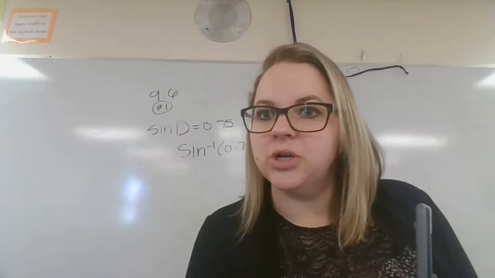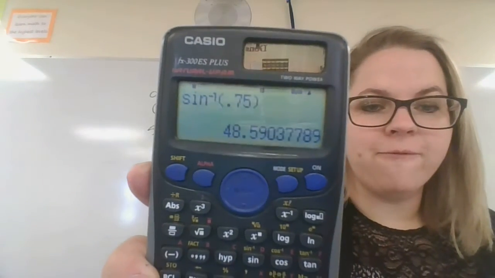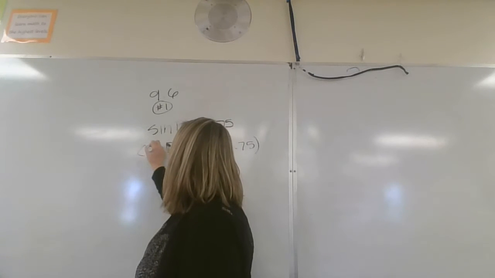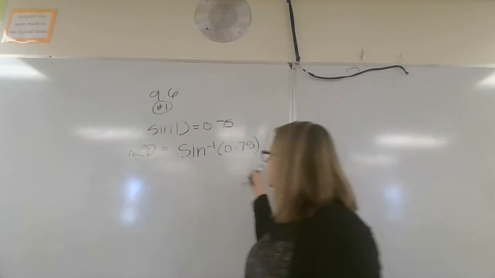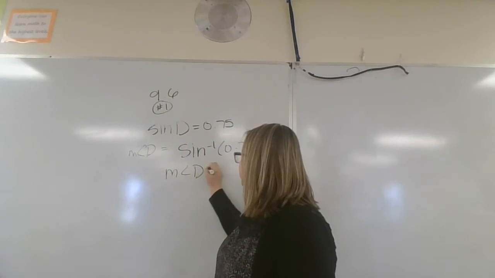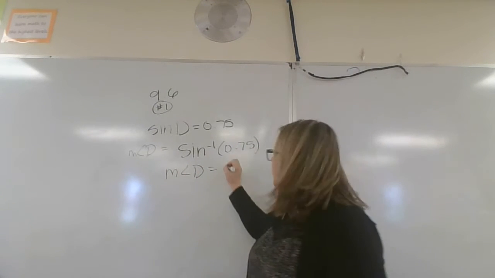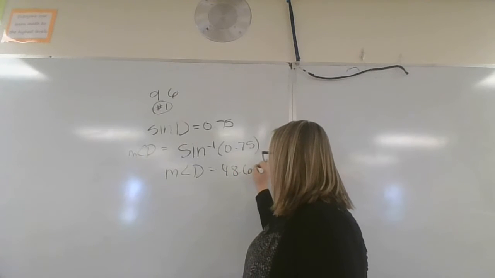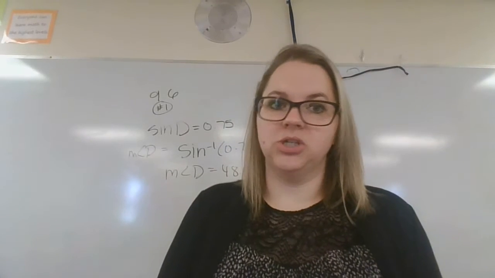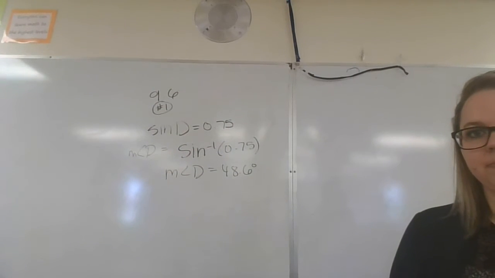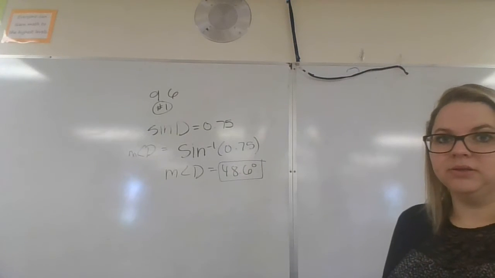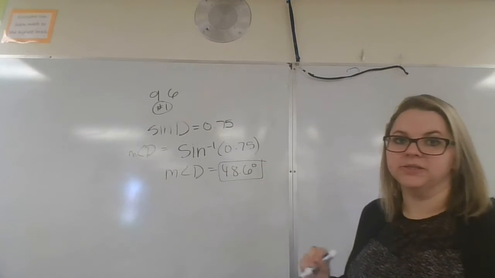And it says round to the nearest 10th of a degree. So we got 48.6. So this means the measure of angle D equals 48.6 degrees. And that would be your answer. Let me just make sure. Yep. This is what you would put in, just without the little degree thing, because it already has it there for you.